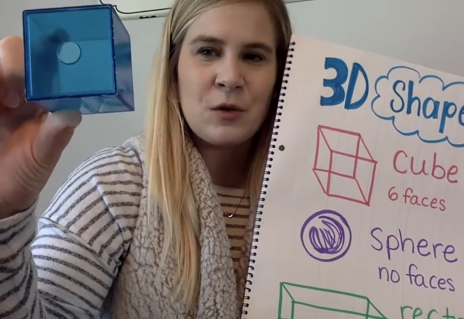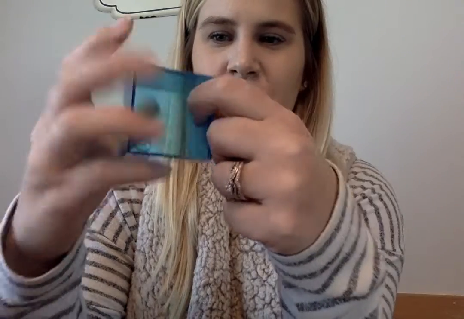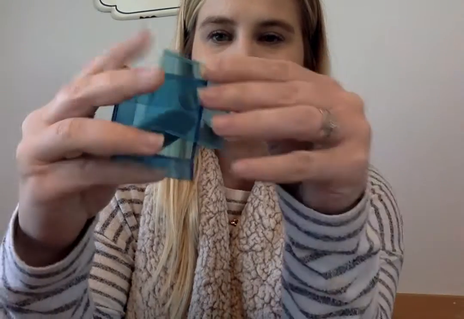Yeah, on a cube, the faces, each flat side, is a square. So if I see how I took it off there, these are all their own flat squares. So cubes are made up of squares.